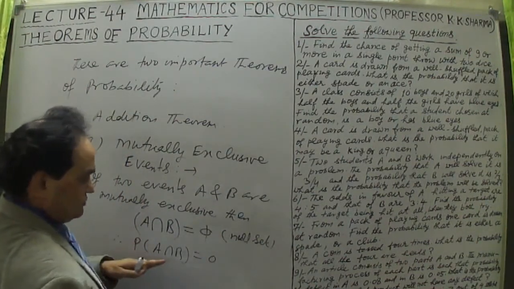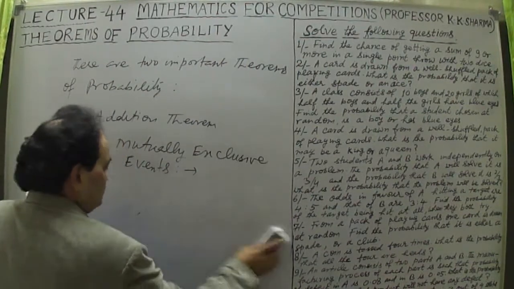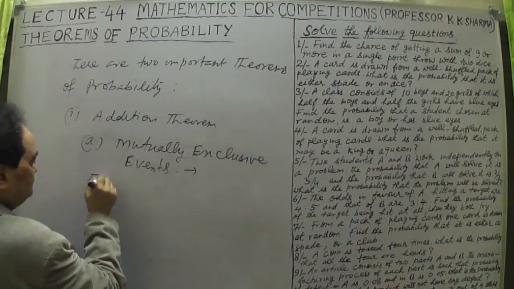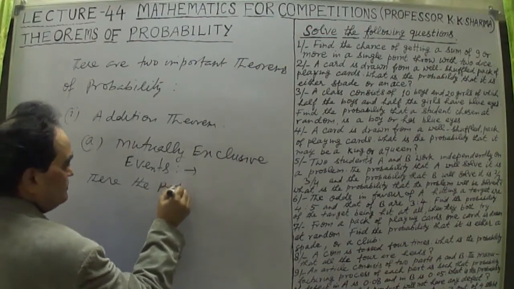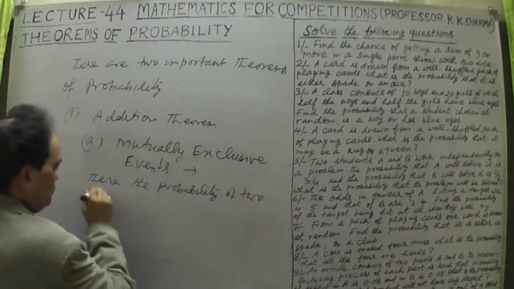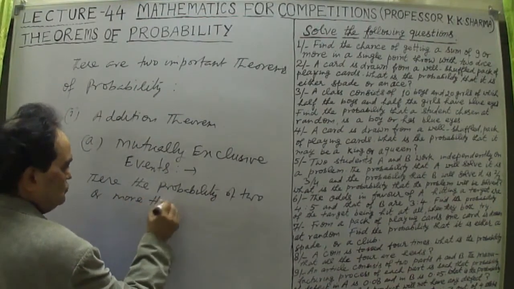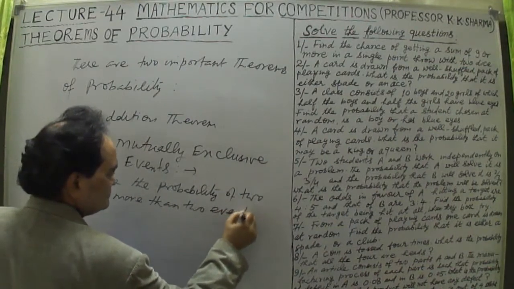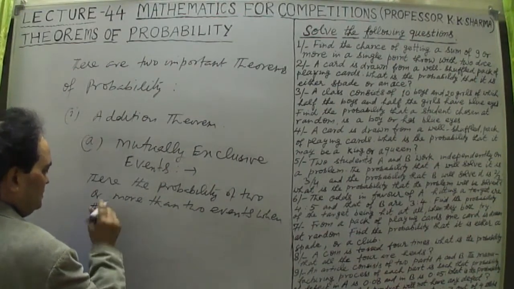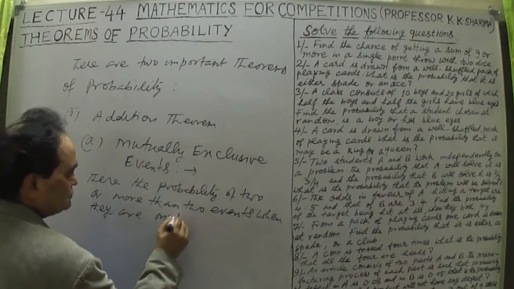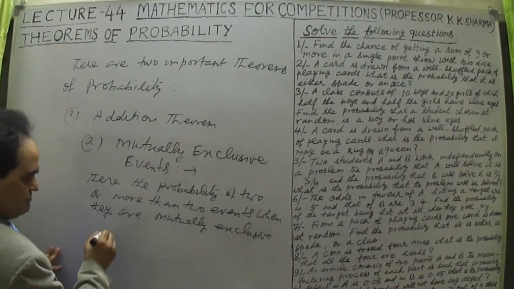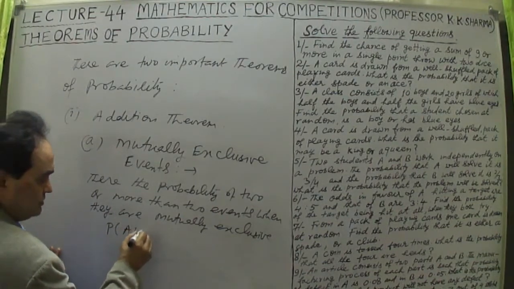Okay, this is an important point. Therefore, the probability of two or more than two events when they are mutually exclusive is given by a formula. What is the formula for them? The probability of, let me take two events, A union B.